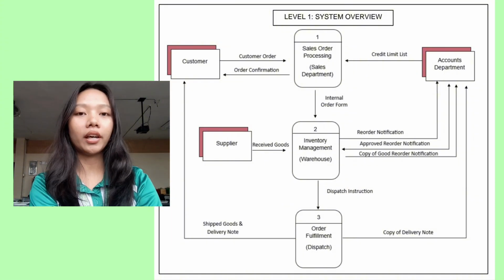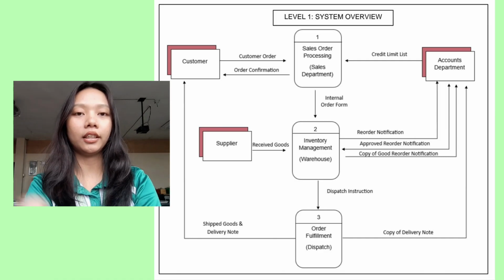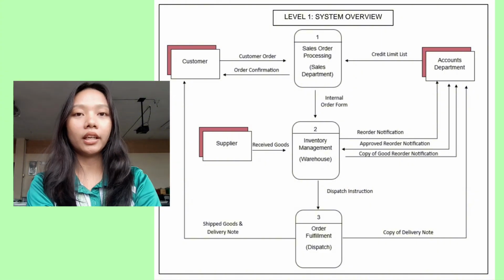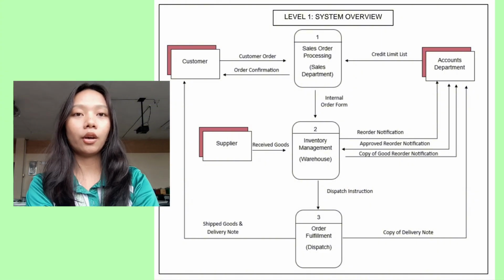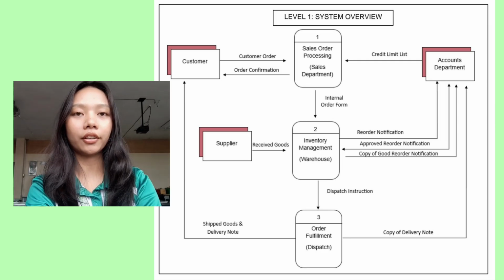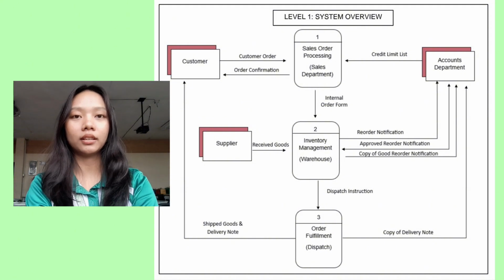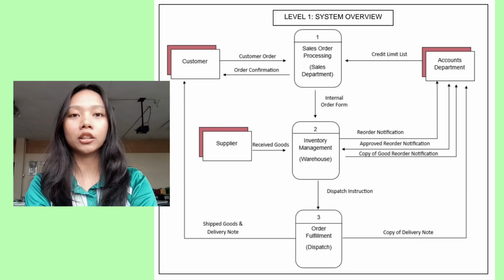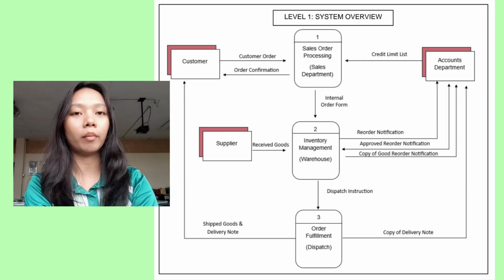Next is the warehouse department, represented as process 2 in the DFD. Warehouse receives the internal order form from sales. From there, the warehouse checks product availability by accessing the stock records data store. This data store contains real-time stock counts and item details. If the item is available, warehouse prepares a dispatch instruction and sends it to the dispatch department.